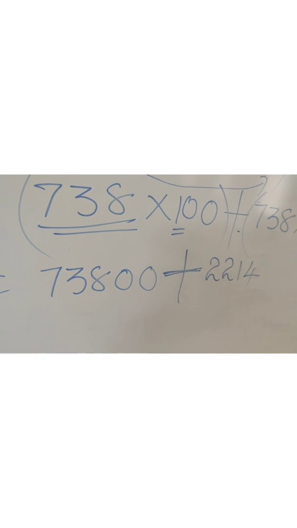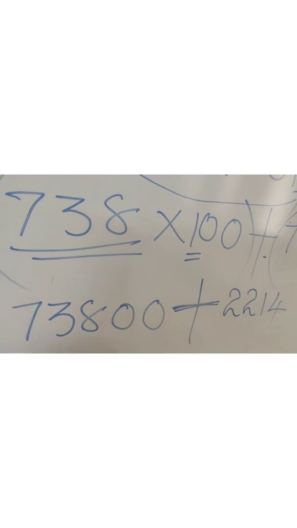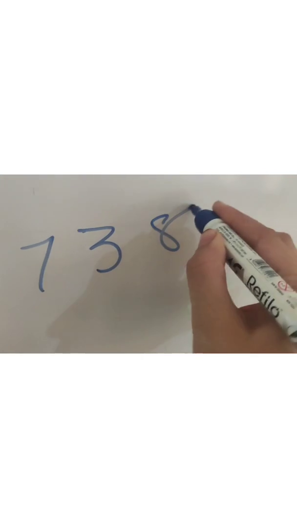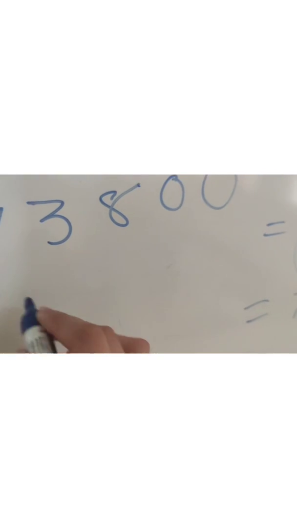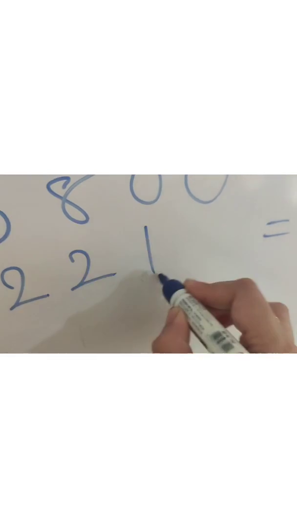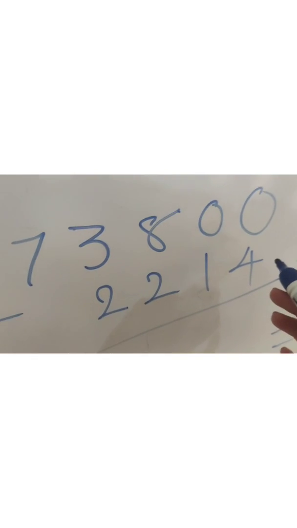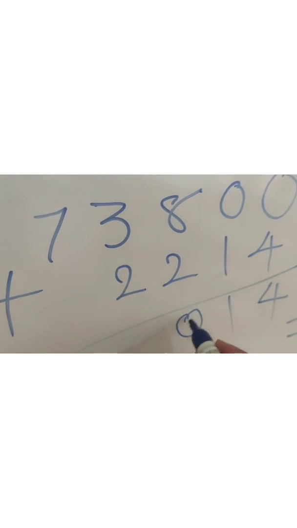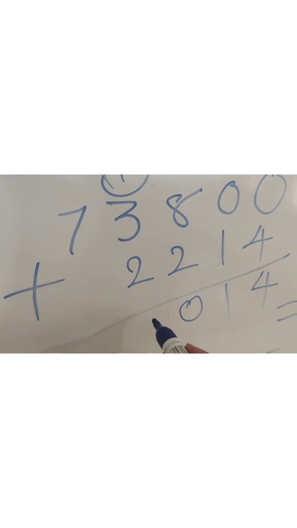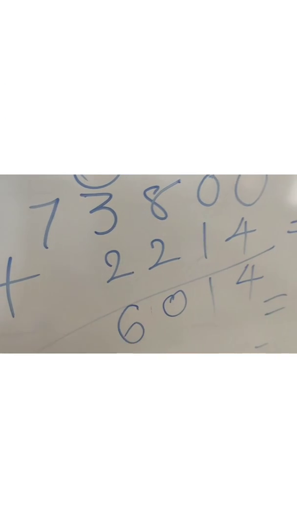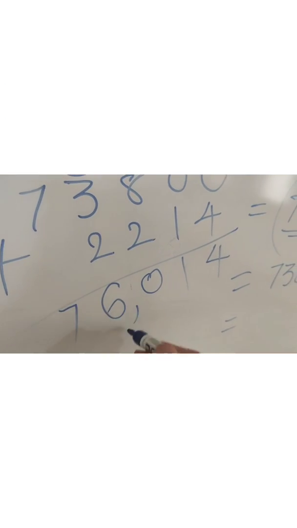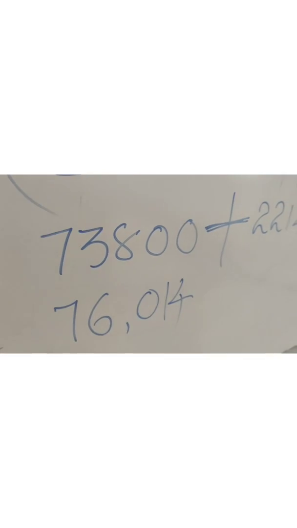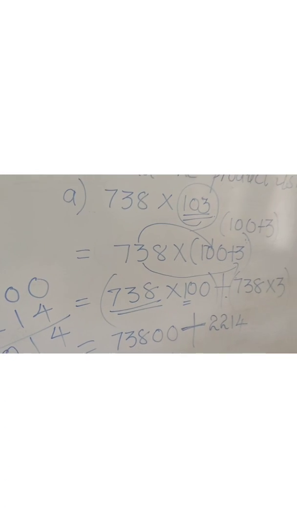Now follow this mathematical operation. What's that? Plus sign means you are going to add them. So 73,800 plus 2214. 0 plus 4, 4. 0 plus 1, 1. 8 plus 2, 10, carry over 1. 3 plus 2, 5, and 6 and 7. So this is your answer, 76,014. This is how we have to solve.